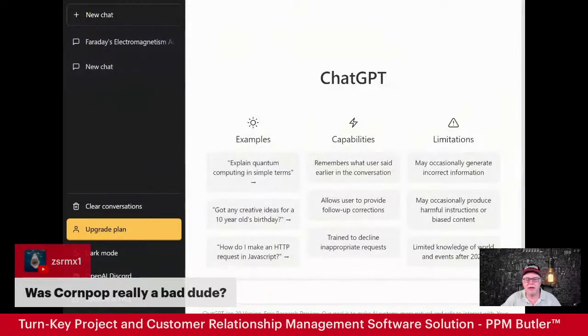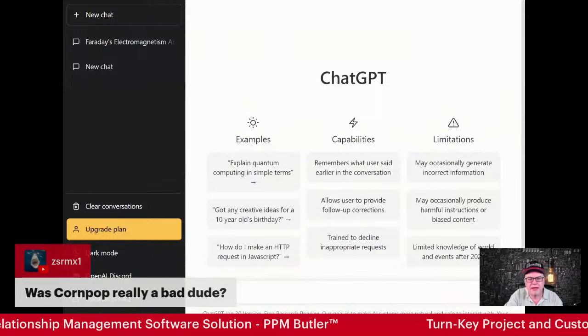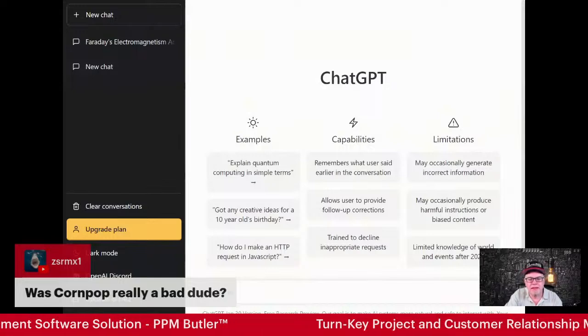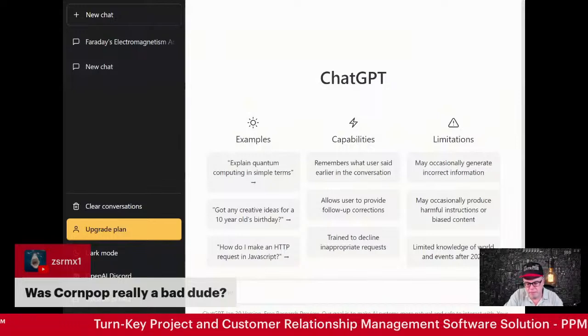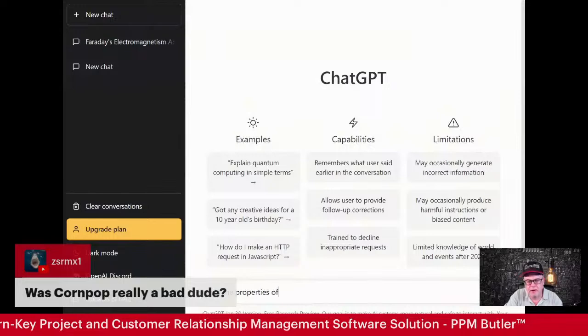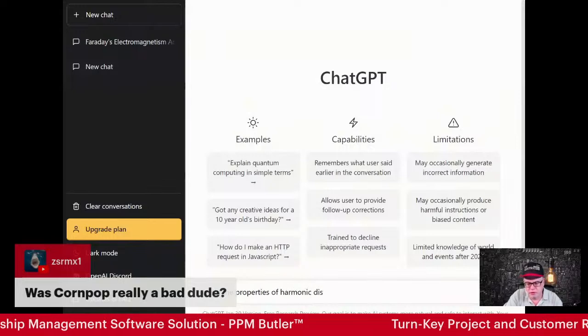One of the questions I want to ask is, explain the properties of harmonic distortion.